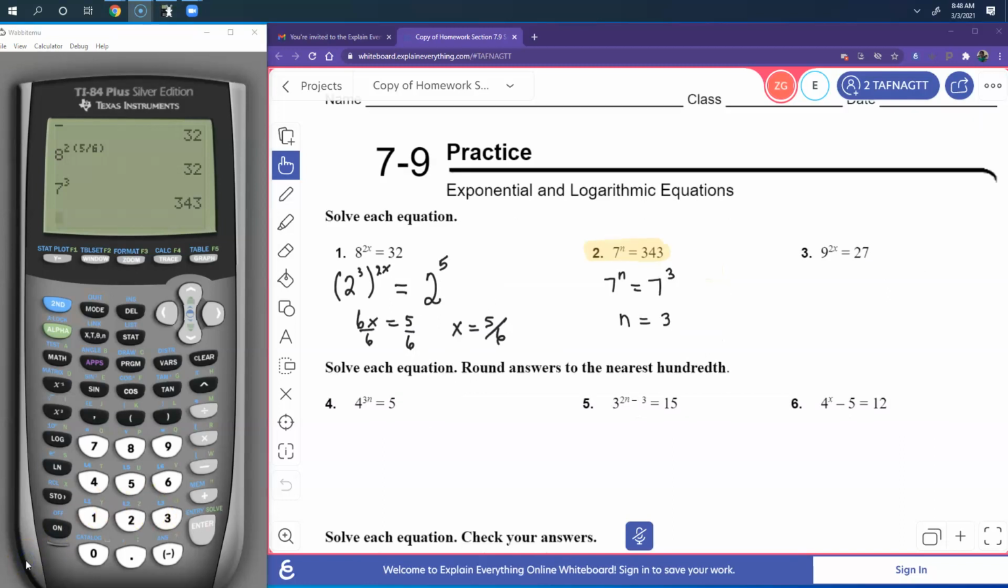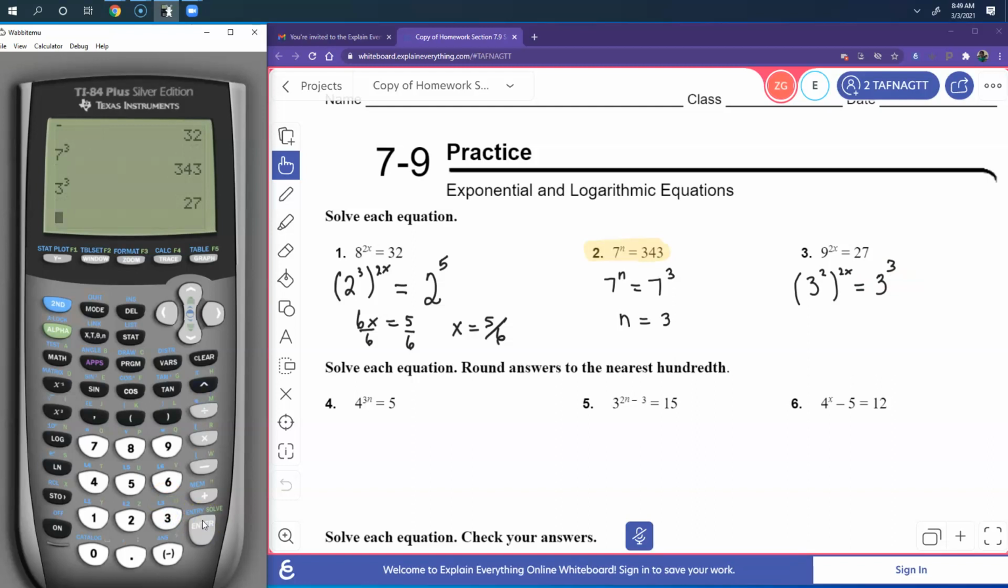Number 3, we have 9 raised to the 2x power is equal to 27. So we know that 9 can be rewritten as 3 to the second power. And we know that is raised to the power 2x. And we know that 27 is 3 raised to the third power, and you can check here, 3 raised to the third power is going to give you 27.